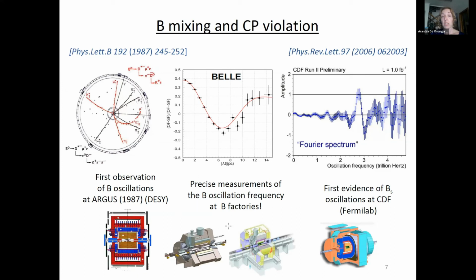It has been very well precisely measured by the B factories, Belle and BaBar, the B oscillation frequency. And in the Bs system, it was in 2006, so it is not too far away. In 2006 it was observed by CDF, so there was a clear sign that there has to be an oscillation, and it has been confirmed and very well measured by LHC and other experiments now.